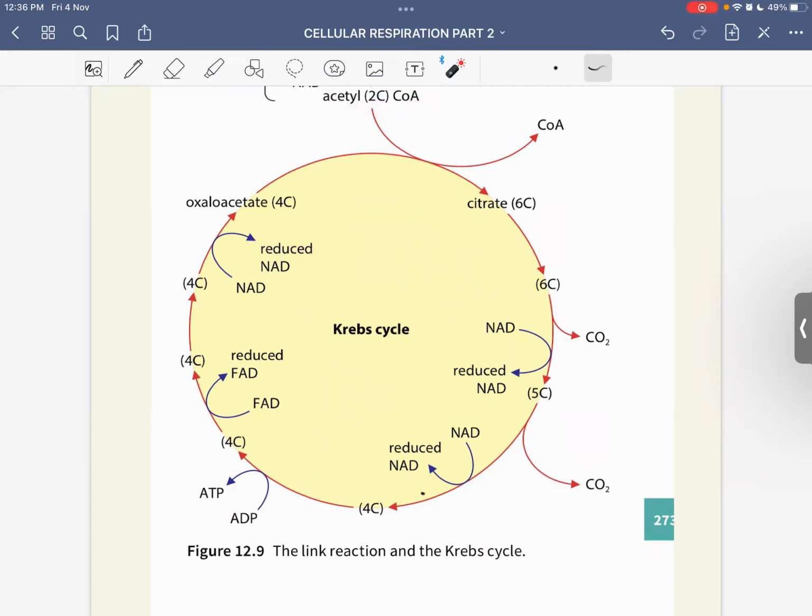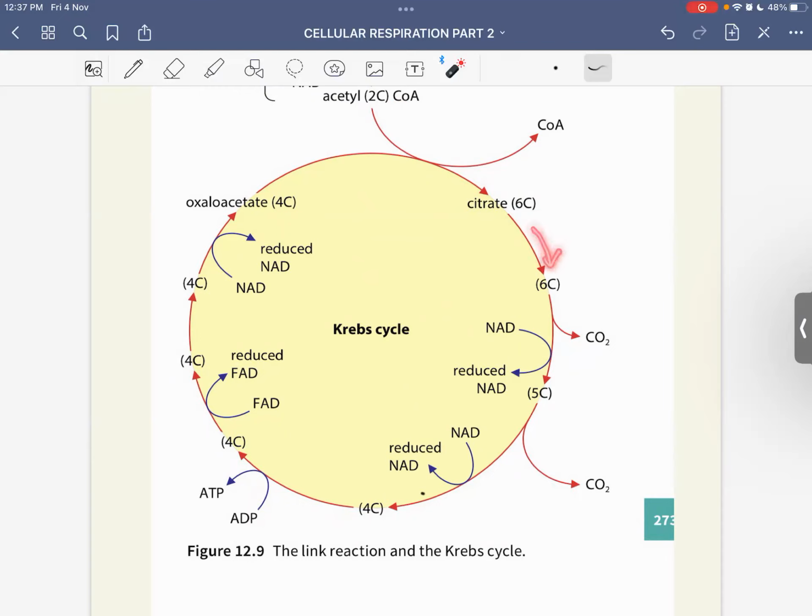Acetyl CoA will bind to a compound known as oxaloacetate, which is 4 carbon containing, to convert it into citrate. ठीक है. 4 plus 2 is equal to 6. Do you get it? I get it. ठीक है. अच्छा अब हम चलते हैं स्टेप बाय स्टेप.